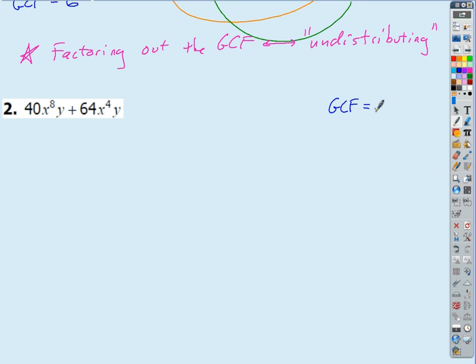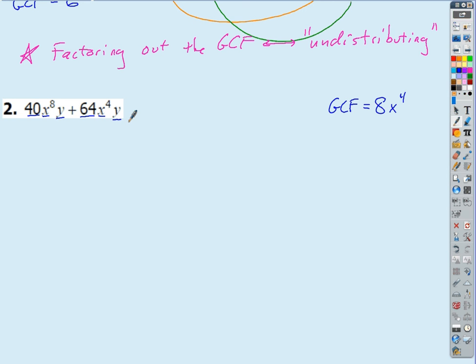I've got a number part, right? What's the biggest number that goes into 40 and 64? 8. Okay, so I got the number part. Now, what about the x's? Well, what's the biggest power of x that's going to divide into x to the 4th and x to the 8th? X to the 4th. It's always going to be the smaller of the two, isn't it? Right? So we're going to get 8x to the 4th.